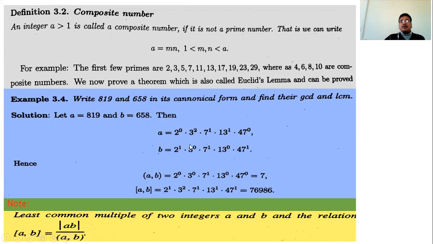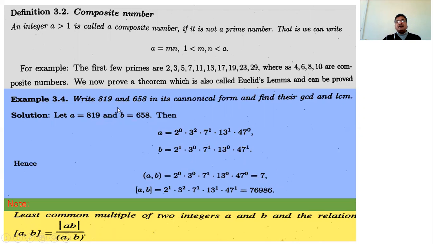And so what are the common factors between these two? That gives the greatest common divisor. So 2 raised to 1 is not common, 3 is not common, 7 is common. So 7 raised to 1 is common. Then 13 is not common, 47 is not common. So 7 is the greatest common divisor of these two numbers.